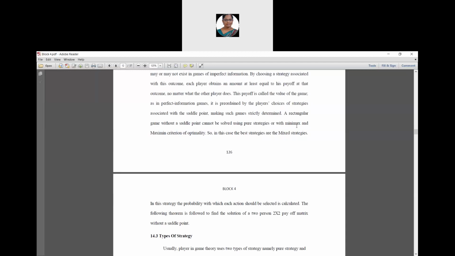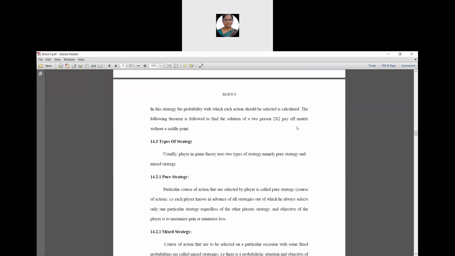A rectangular game without a saddle point cannot be solved using pure strategies. It is solved only by using mixed strategies with the minimax and maximin criterion of optimality. So, in this case, the best strategies are the mixed strategies. In this strategy, the probability with which each action should be selected is calculated. The following theorem is followed to find the solution of a two-person 2 by 2 matrix game without a saddle point.